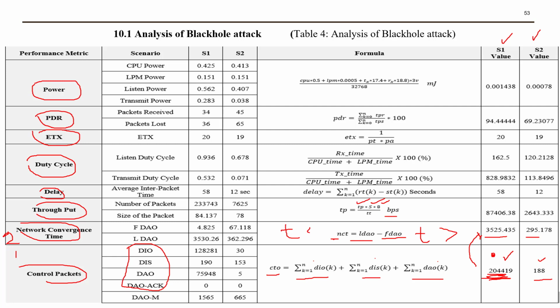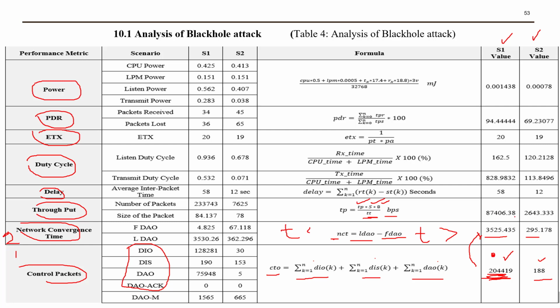Multiplied by 8, because I want to convert bytes into bits, then divided by the total time, how much time you are running your simulation, which is 30 minutes. So the total number of packets multiplied by the size of the packet, multiplied by 8 in order to convert bytes to bits, and the last one is divided by the total time, how many minutes or seconds you run the simulation. For us it is 30 minutes.